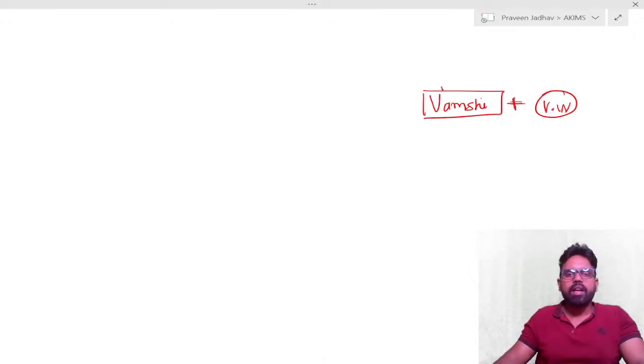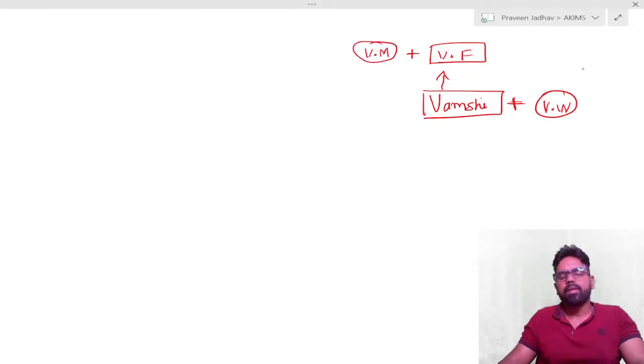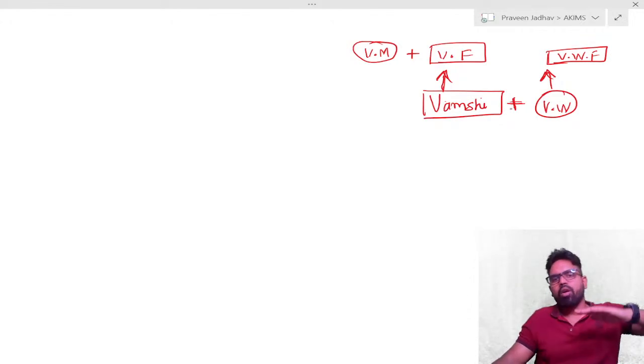Now, Vamshi's father and mother. Father I'll put in a square box, and I'll mention this as Vamshi's father. Vamshi's mother I represent like this. Now, Vamshi's wife's father will be here. Look, for the above generation, I'm using an arrow pointing upward. Same generation: Vamshi and Vamshi's wife will be in the same generation, so I'm writing them in a horizontal line.